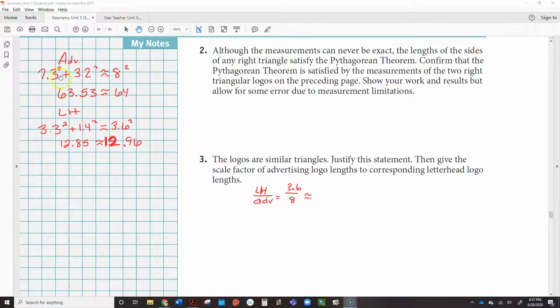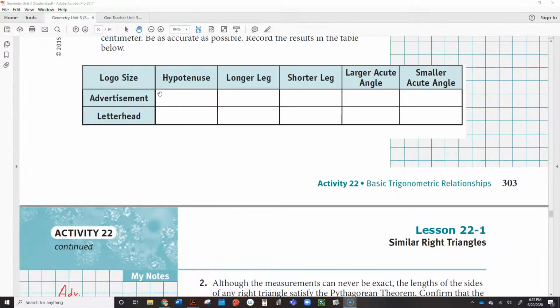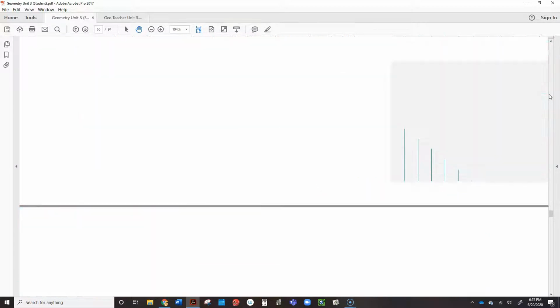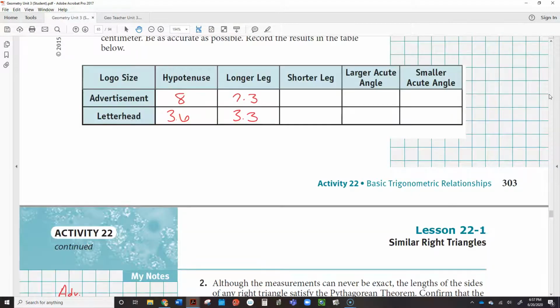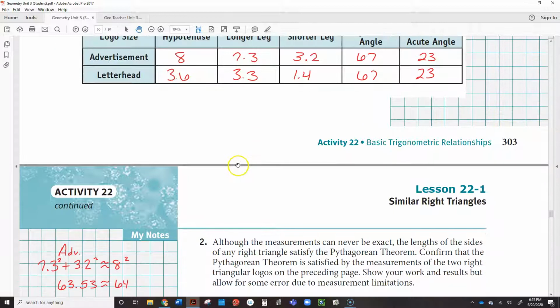But I transferred it. You know what? I can put it over here. This one was 8, and we got 3.6. We got 7.3 and 3.3. We got 3.2, and we got 1.4, and it was 67 for both of them, and it was 23 for both of them. Okay, so we got those numbers, and I did a squared plus b squared equals c squared, because the hypotenuse is the c.